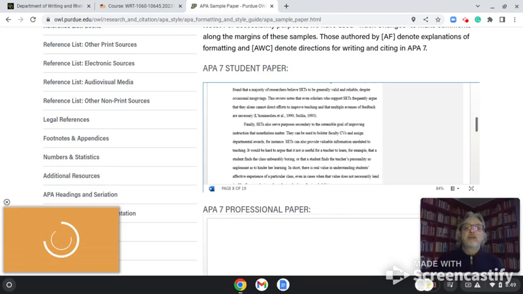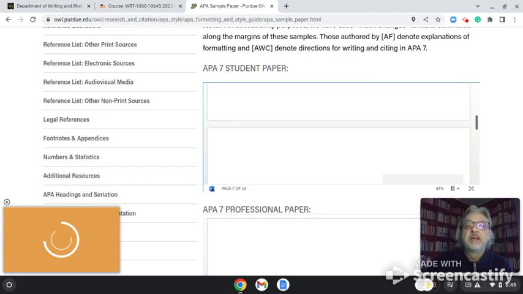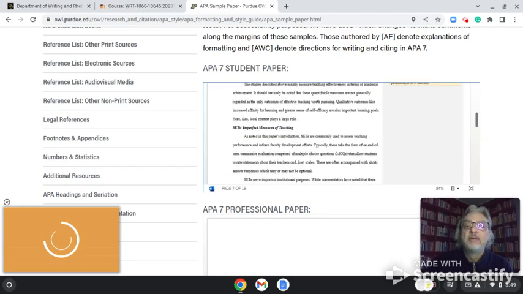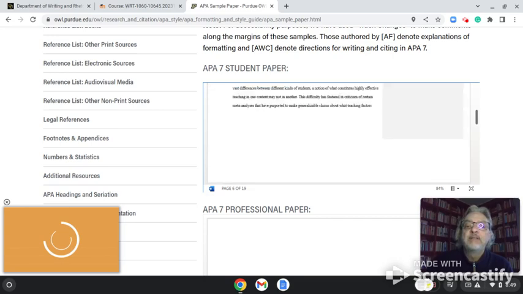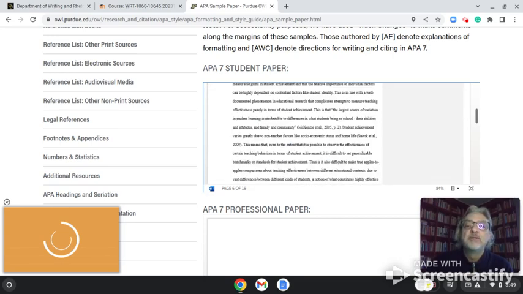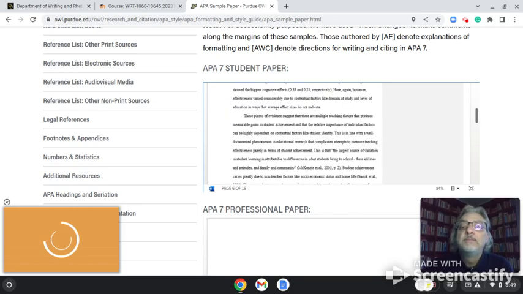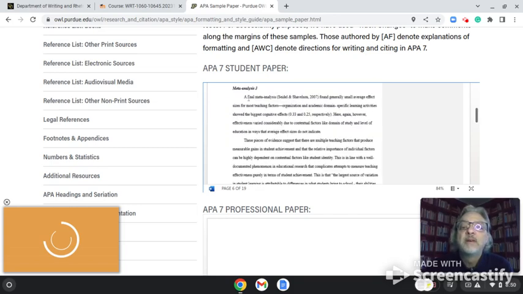This APA 7 student paper on the Purdue OWL is really helpful in seeing, visually, that there are very few quotations, but here's one. If you look at the last 2 or 3 paragraphs, you see citations, and then every so often you see some quotation marks. Here they're talking about a study done by these authors, and here's what they found. Here are the results of that particular study.